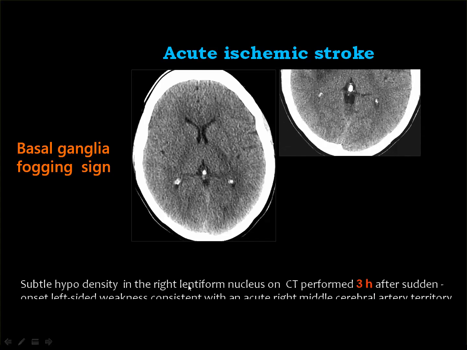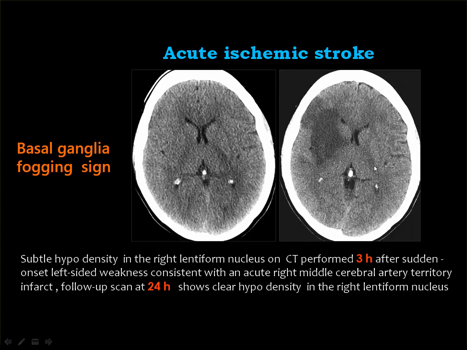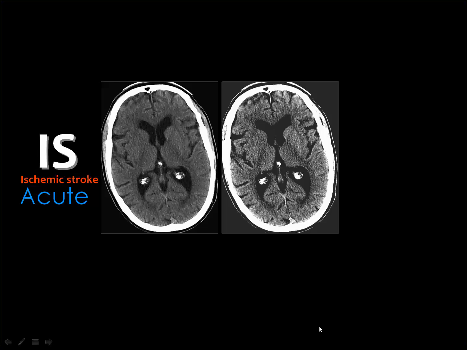Right. Very good. This is right. And this is the follow-up after 24 hours, and you got a hypodense area at the site of what looks like the basal ganglia, the fogging sign. Sometimes when you transfer the patient to the CT unit and you get an almost normal CT scan, then you change the window of the image. This is known as a stroke window.